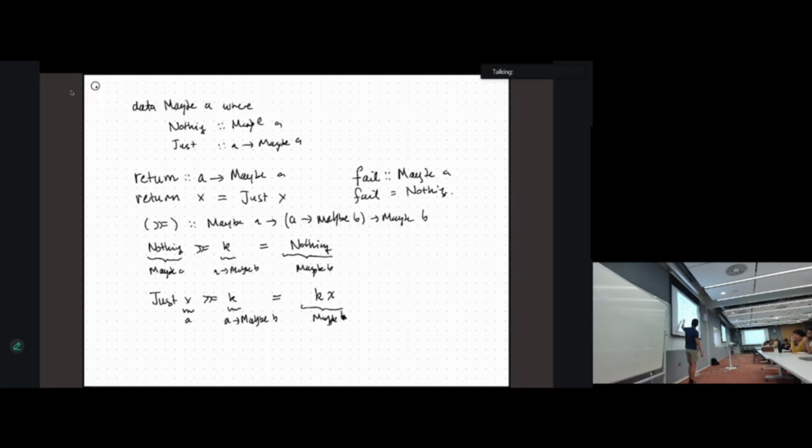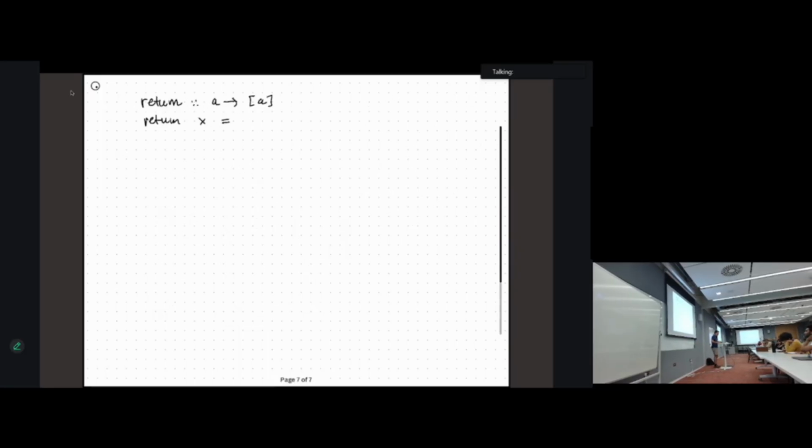Surely there will be a law that fails somewhere. And indeed it will be the left return law. So return x bind f will not preserve that value. We can look at that in a minute. But the point is that if we use the singleton value, then the return will work out just fine. So let's just do that. And then what we want to do now is bind.